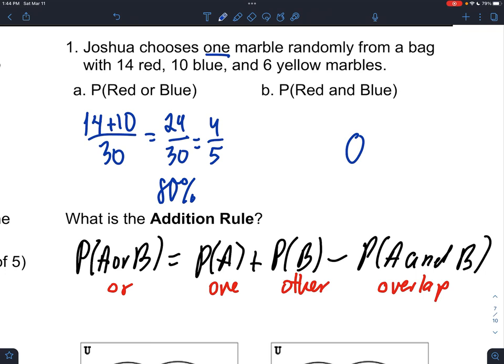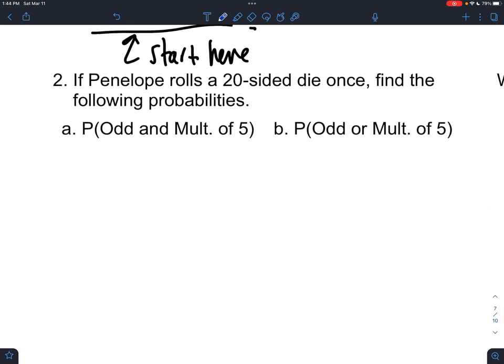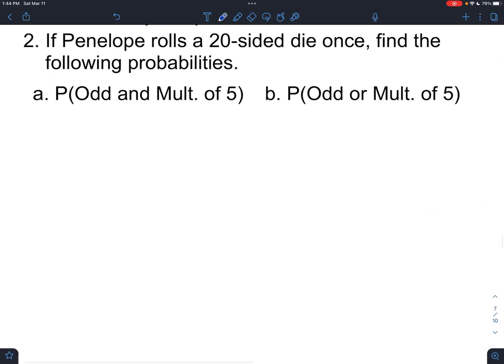That can't happen, okay? So some things can't happen simultaneously. We could look at picking a red one and then picking a blue one, but that would be a successive event, which we're going to talk about on the next page. So simultaneously, that's not the case. So how do you know which is what? You look for the keyword one or simultaneous. This is one marble we're drawing, and it can't be two colors at once.